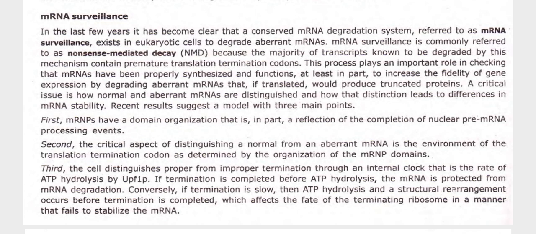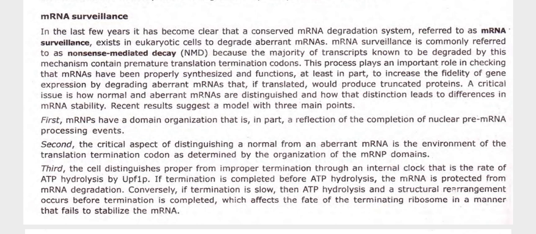important role in checking that mRNAs have been properly synthesized and functions, at least in part, to increase the fidelity of gene expression by degrading aberrant mRNAs that, if translated, would produce truncated proteins. A critical issue is how normal and aberrant mRNAs are distinguished and how that distinction leads to differences in mRNA stability. Recent results suggest a model with three main points.